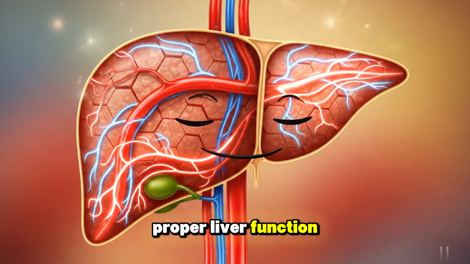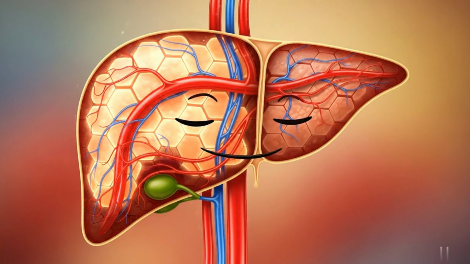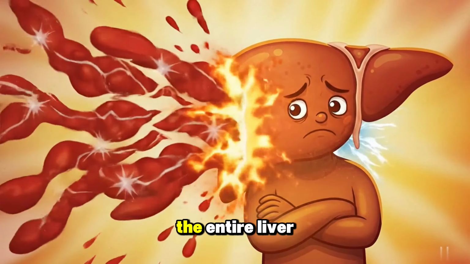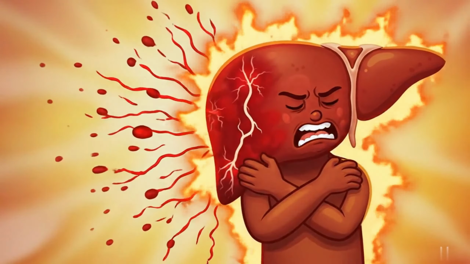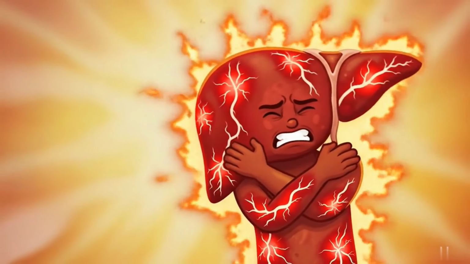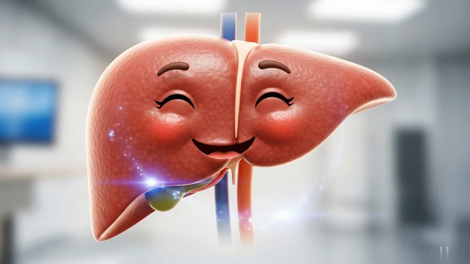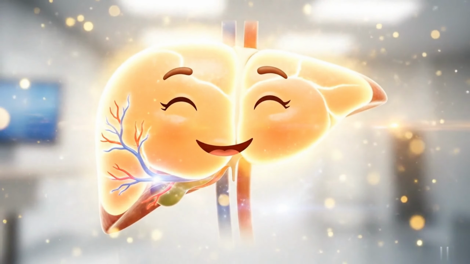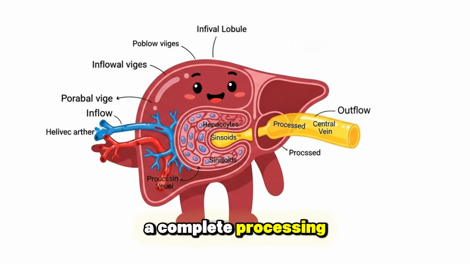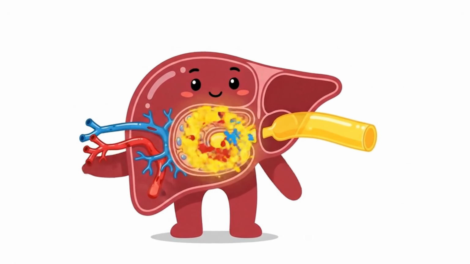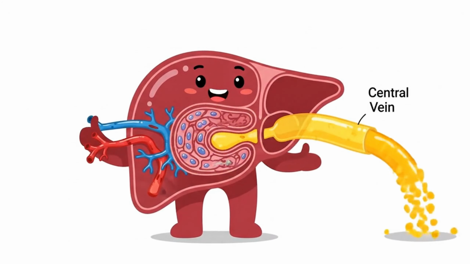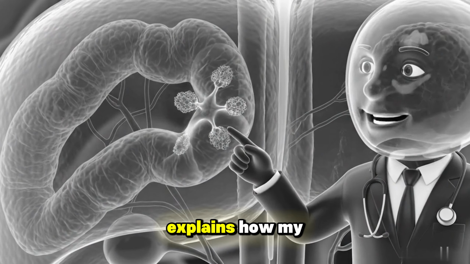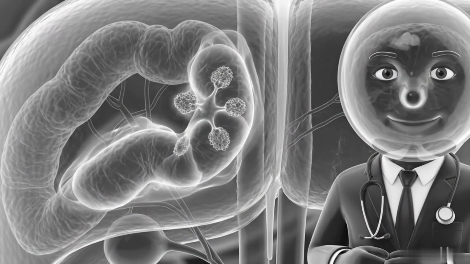Healthy lobules ensure proper liver function. Damage at the lobular level affects the entire liver. Normal structure supports recovery and balance. Each lobule is a complete processing unit. Understanding liver lobules and portal triads explains how my structure supports my function.